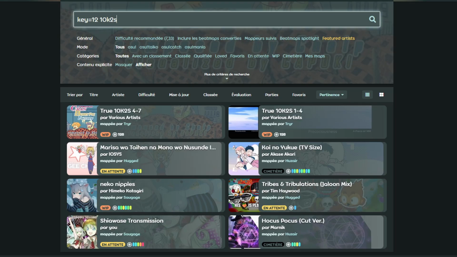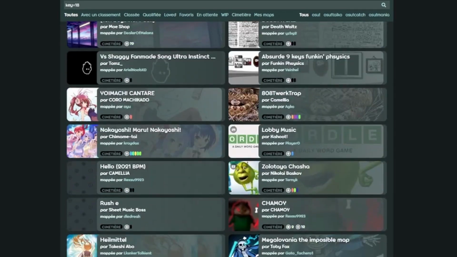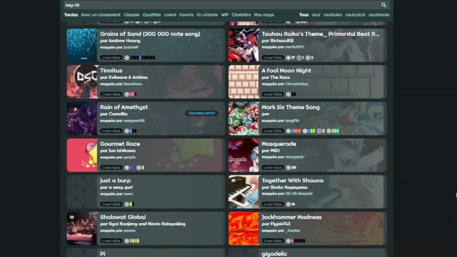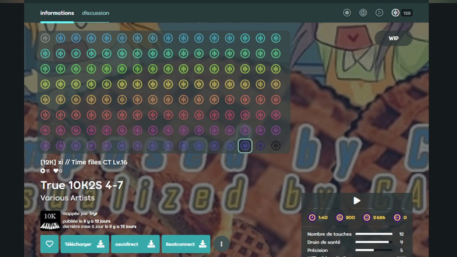Anyway, that's enough talk about patterns. Let's see some maps we can actually play now. Yeah, there's not a lot going on here. In fact, if we back up and look at 18K maps, there's just so much more. Albeit, most of these are just hits on divs. It seems like this user uploaded some converts though, and that's quite a lot. Should be enough to get a feel of what this key mode is like.